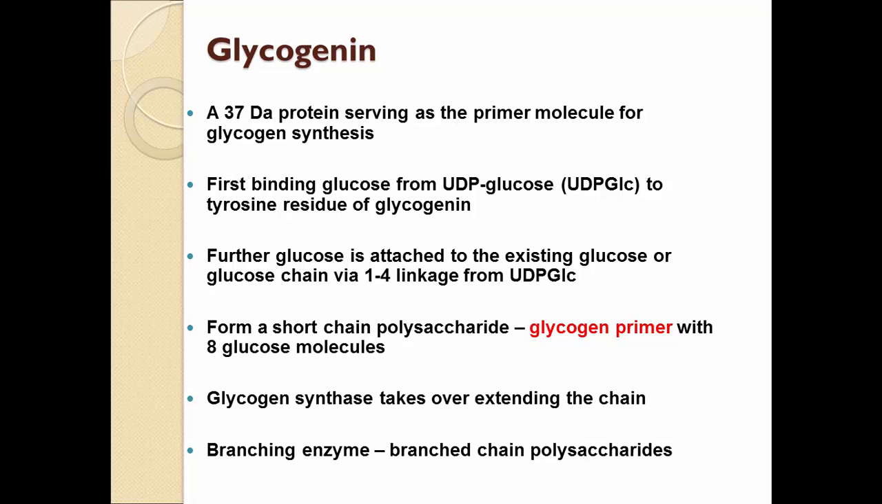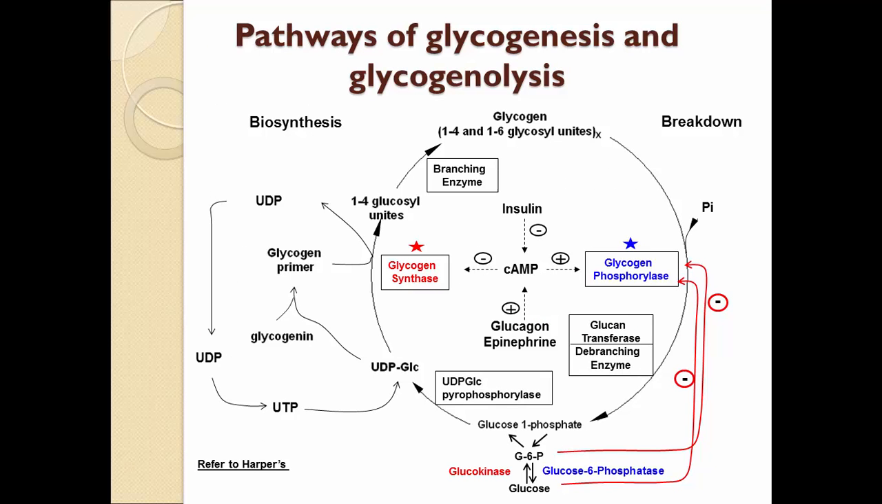So once you finish the synthesis of the primer molecules, then glycogen synthase and branching enzyme do the function to extend the glucose chain and also make the branching chains of glucose, right? Okay, so here I just give you an overview.